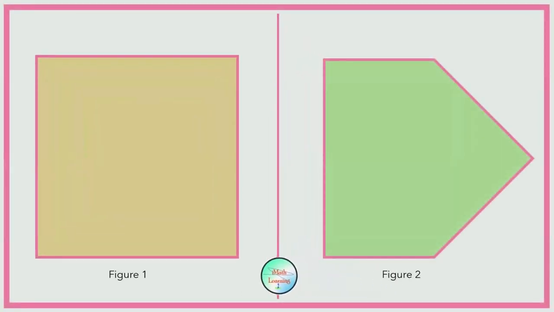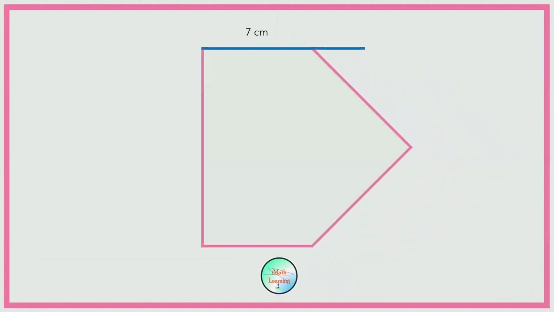What about figure 2? When we examine the sides of figure 2, one side is 7 centimeters, the other is 10, the other is 10, the other is 7, and the other is 12. Obviously, we can say that the sides of this polygon are not equal.